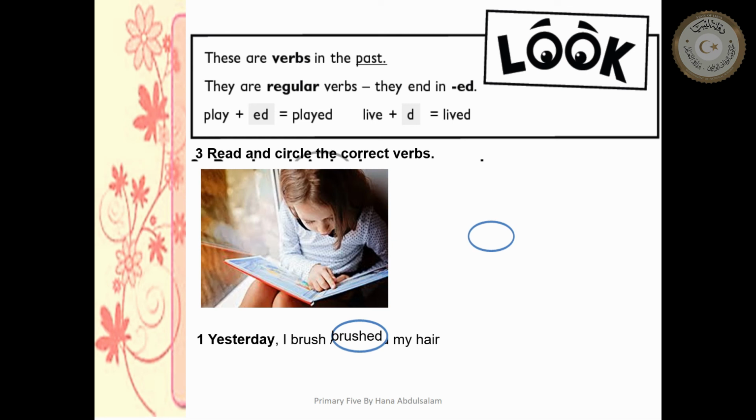I brushed my hair. So what kind of verb is this? عندنا نوعين من الأفعال. First one is regular verb. We have a verb in present and we add only ed. They end in ed. تنتهي ed in the past form. So yesterday I brushed my hair.